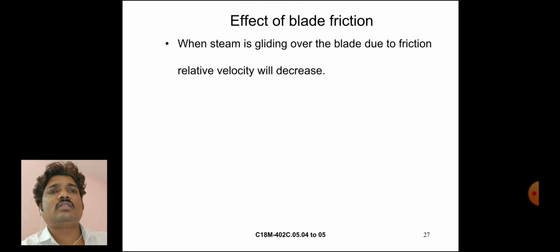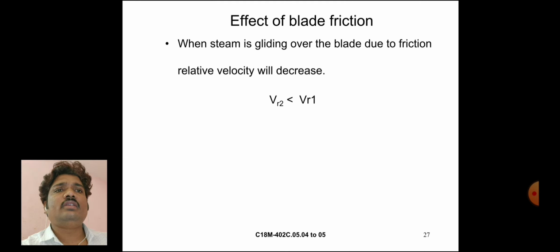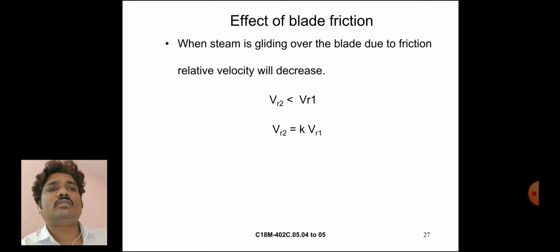Effect of blade friction. When steam is gliding over the blade, due to friction, relative velocity will decrease. VR2 is less than VR1, where VR2 is the steam outlet relative velocity and VR1 is the steam inlet relative velocity.